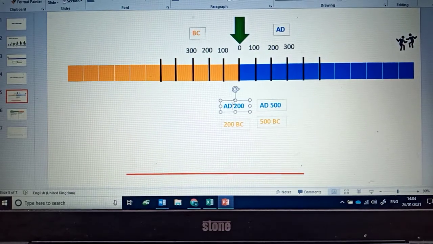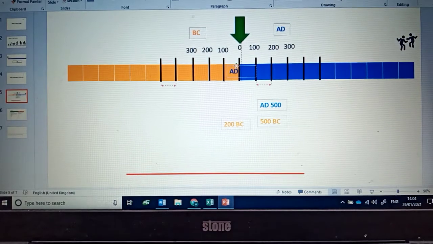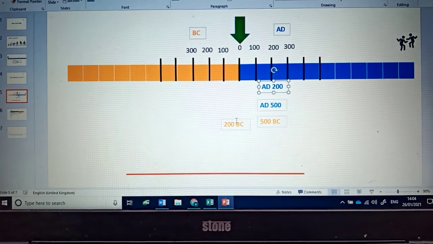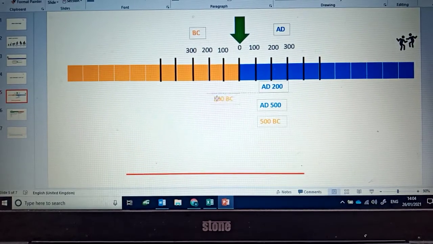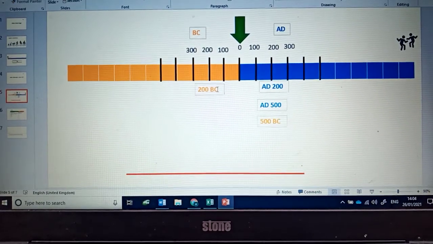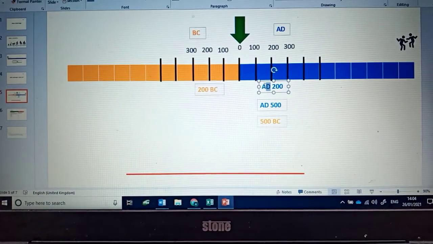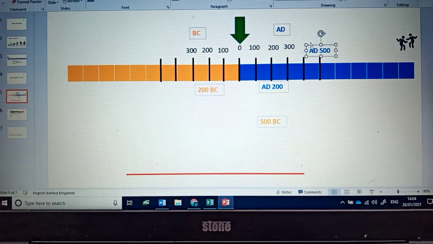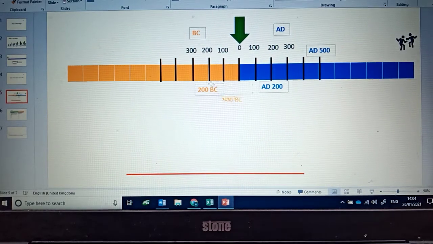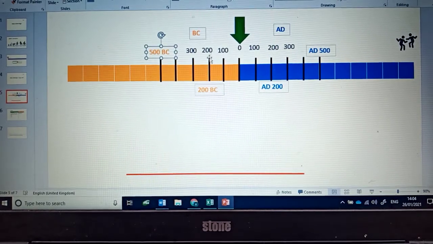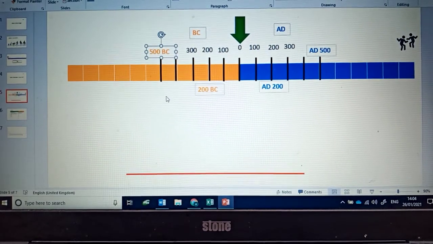So if I said I had AD 200, it's a blue date. Where would it be? AD 100. AD 200 would be there, and 200 BC would be there. Note that the BC comes as a suffix and the AD comes as a prefix. Bit weird. AD 500 would be, that's 300, that's AD 500 would be there. So 500 BC would be there. Let's check. 0, 100, 200, 300, 400, 500, and it's on the BC side.